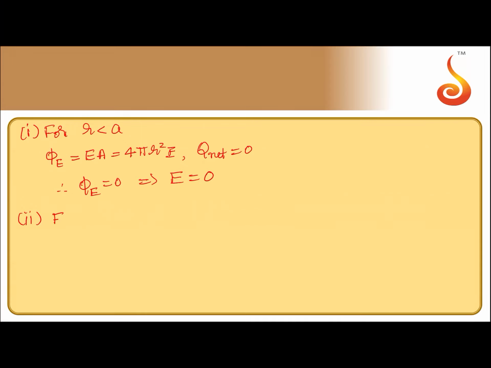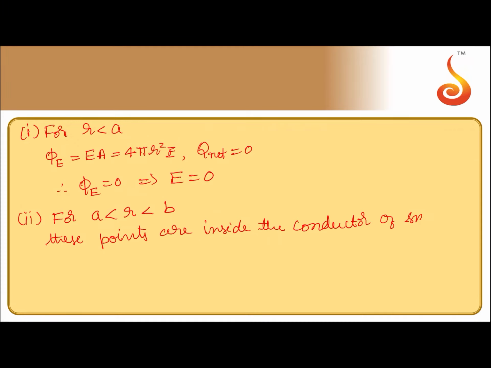Next case is for A less than r less than B. So points in this region are in the conductor of the small shell. So these points are inside the conductor of the small shell. Therefore inside the conductor there will be no field, so E is equal to 0.